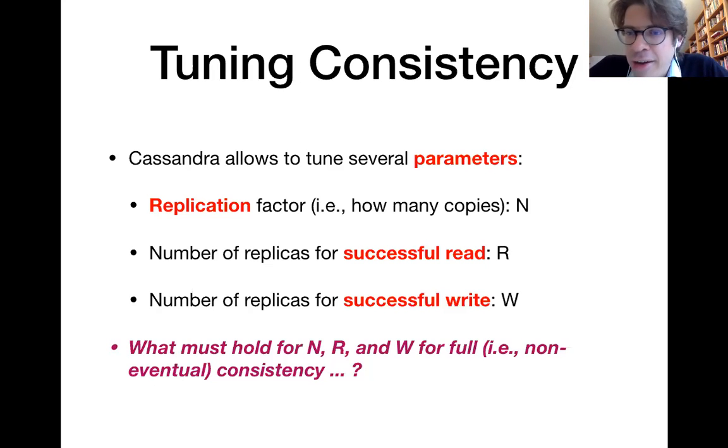Now, if you consider those parameters, the replication factor, the number of reads, the number of writes, what must hold on those parameters in order to guarantee strong consistency, meaning non-eventual, but in order to guarantee that, after updating the object, if you read it again, you will receive the most recent version.